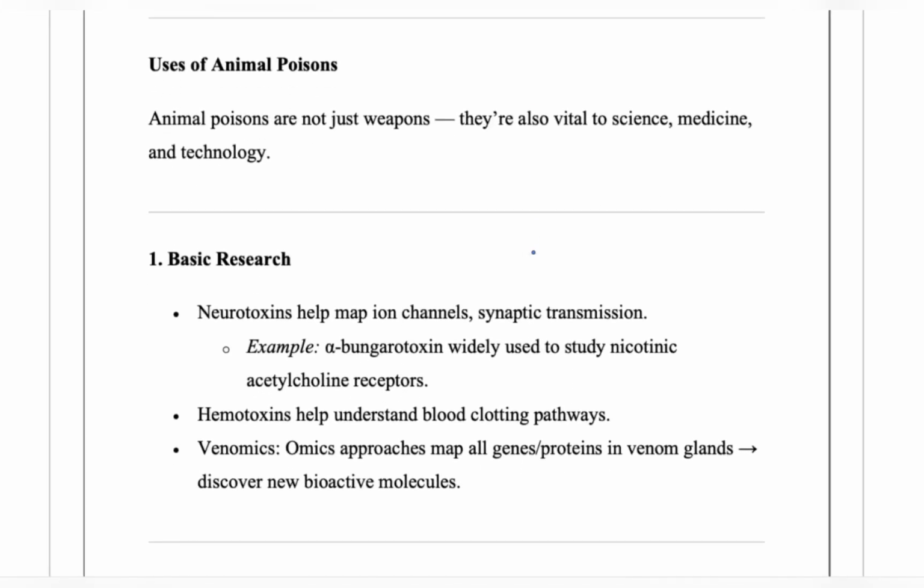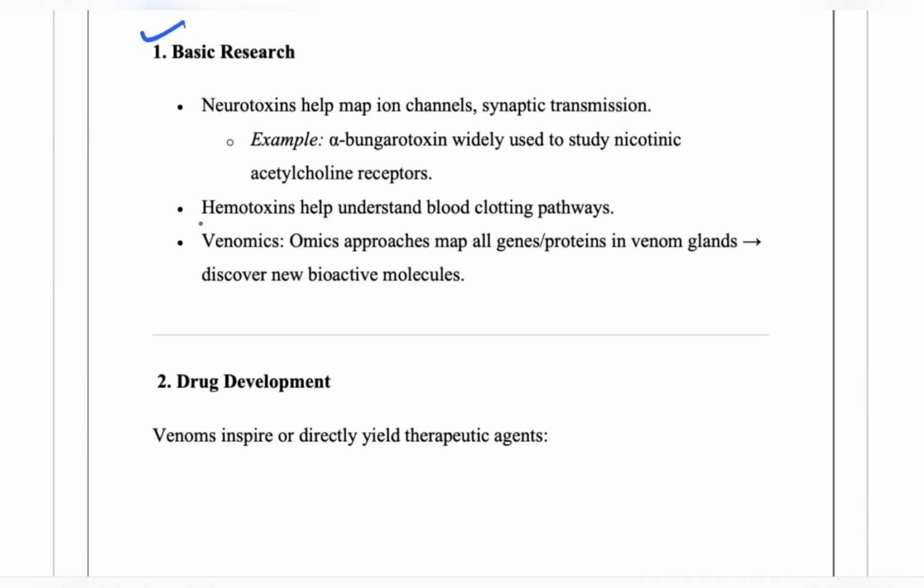Now what are the uses of animal poisons? Animal poisons are not just used as weaponry by animals, but they are also very important for science, medicine, and technology. First of all, for basic research, because you need the poison to study it, right? Only then can you prepare some kind of antidote for it. Neurotoxins help map ion channels and synaptic transmission, like α-bungarotoxin, which is widely used to study the nicotinic acetylcholine receptor. So we are using them to study, right?